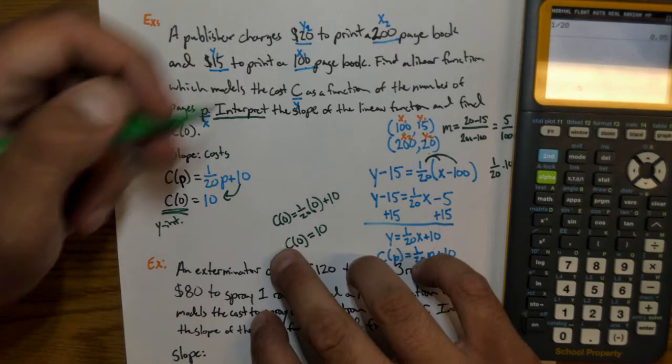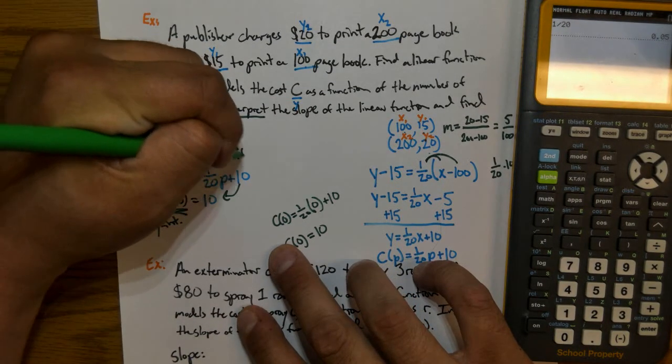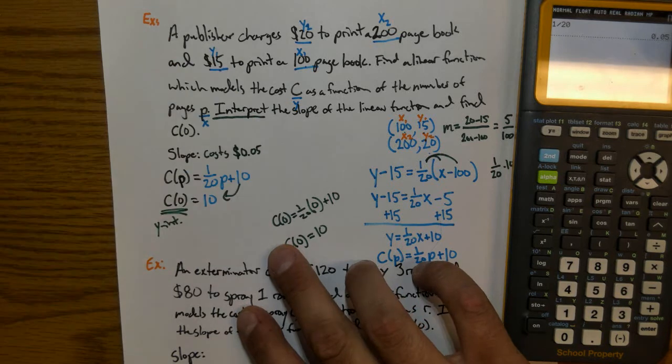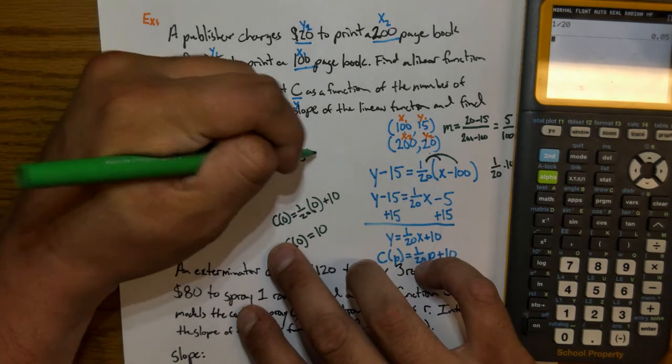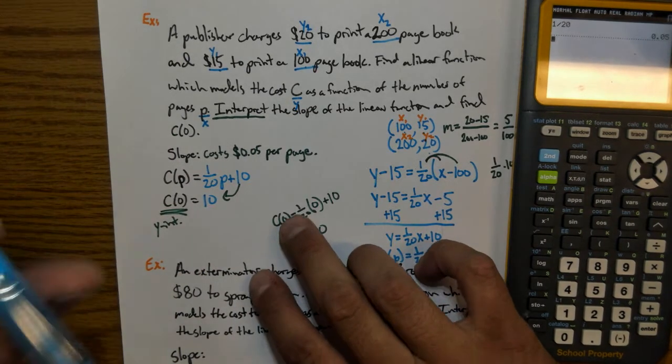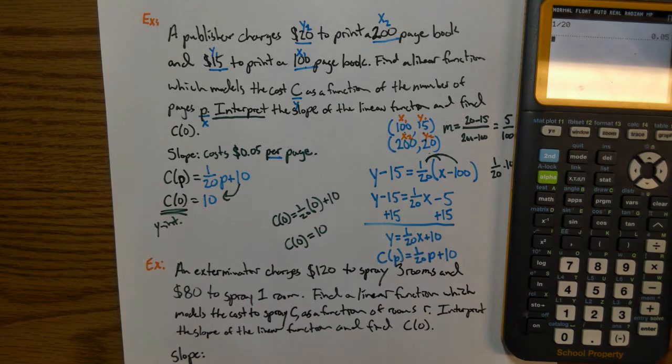So it costs, let's see, 5 cents per page. That's all you have to write. Just as long as you have like a keyword like per in there or something, okay? That would be good.